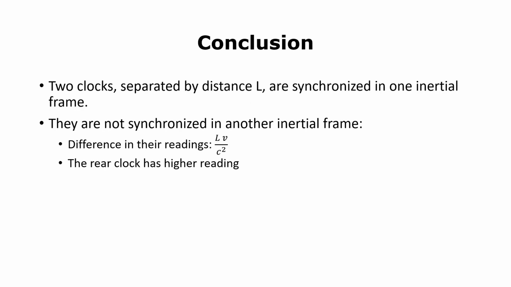To conclude, if two clocks separated by distance L are synchronized in one inertial frame, then they are not synchronized in another inertial frame. Rather, the difference in the readings of the two clocks will be L into V divided by C square, where V is the relative speed between the two frames. The rear clock has higher reading. Here the word rear means rear relative to the direction of motion. For example, if both clocks are moving to the left, then the clock on the right is the rear clock.